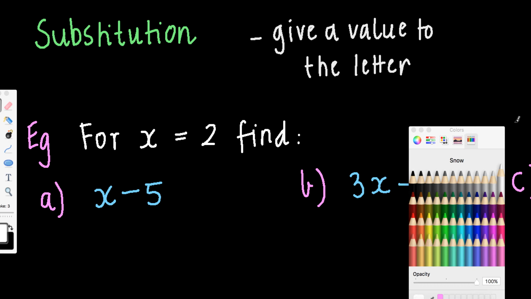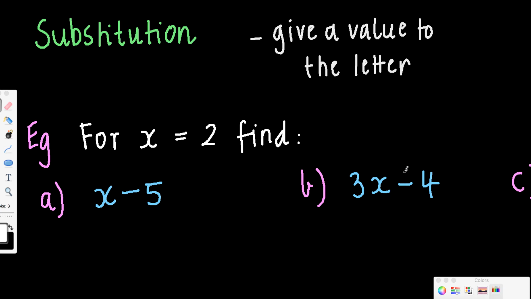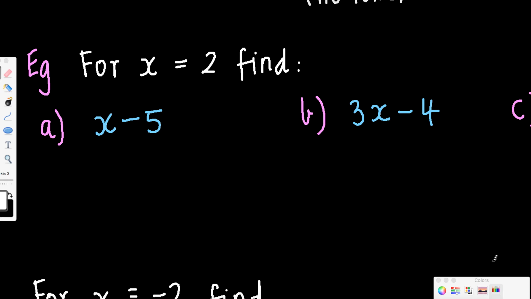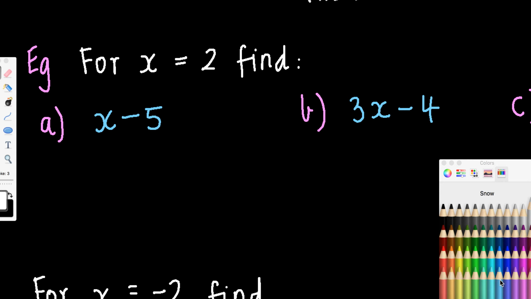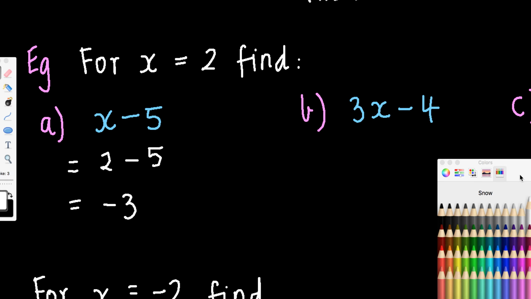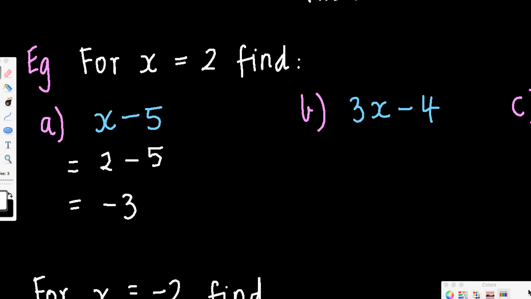What I want to do now is just take you through some examples of substitution, so something you did cover last year. So just as a reminder, when we substitute, we give value to the letter that we have. So we'll be told what letter to use, and you'll see in this first example, I've got for x equals 2, find the value of these expressions. So I'm going to start off here with just x minus 5. So if x is 2, that means I've got 2 minus 5, and that gives me negative 3. So you'll see we'll get some review of our negative numbers in this unit, which will be good.